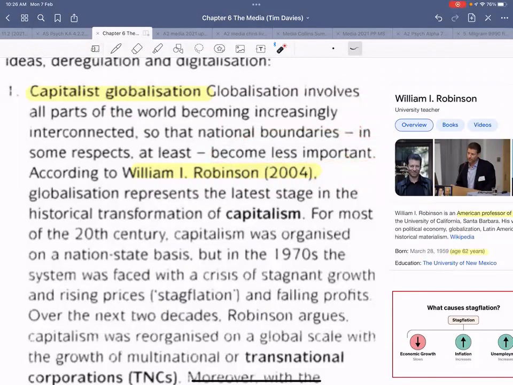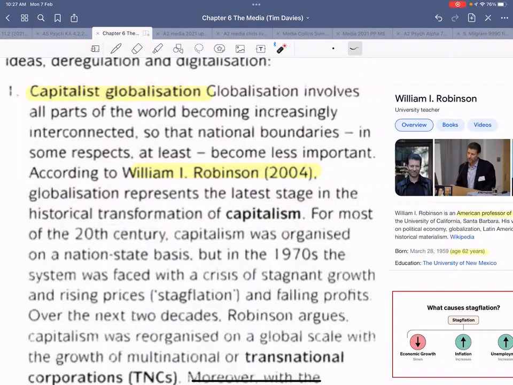Wo khatam hoti bhi hame nazar aa rahi hai. According to Robinson 2004, globalization represents the latest stage in the historical transformation of capitalism, right? So capitalism, as it started off, capitalism ke andar aapke paas, there has been numerous amount of changes, right? Capitalism in itself aapka evolve hota hua aa raha hai, right? Jab aapka capitalism evolve hua hai, to one of this latest change, according to Robinson, has been in terms of globalization, right? Globalization, like he says, represents the latest stage in the historical transformation of capitalism.